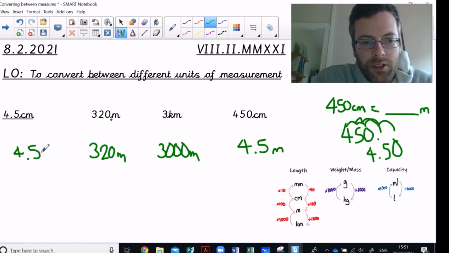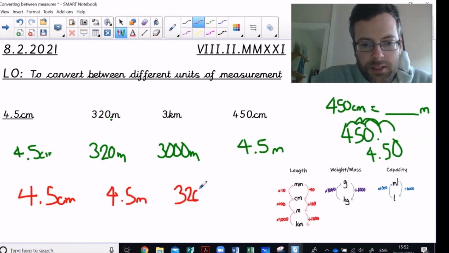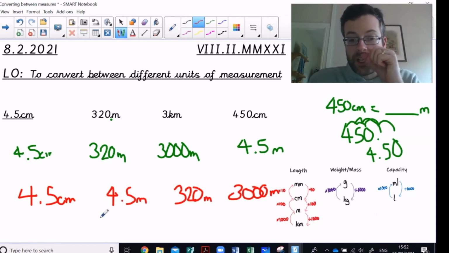So if I'm putting those in order from smallest to biggest, then 4.5 centimetres is tiny, so that's going to be there, because it's only that long. 4.5 metres is going to be next. Then it's going to be 320 metres. Then it's going to be 3,000 metres. Okay, so most of your stuff today is to order some.